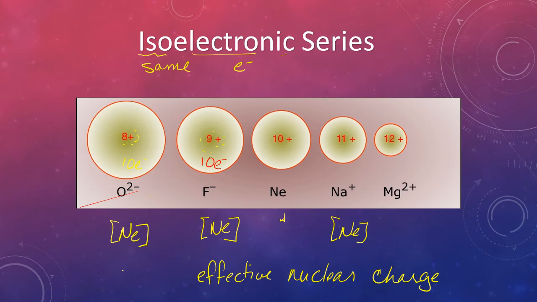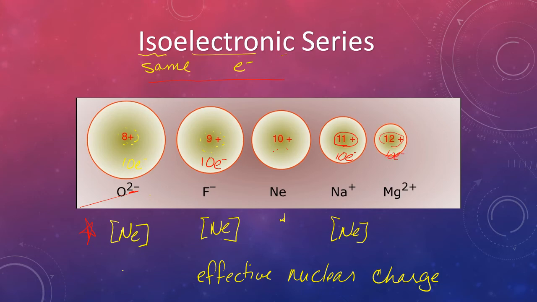So if you have an isoelectronic series where they all have the same electron configuration, the more negative the charge, the bigger it gets. Why? Because the effective nuclear charge goes down. Now, neon's neon. But look at sodium. Sodium is smaller yet. It has 11 protons for every 10 electrons. So its nuclear charge goes up, and it can pull this in more tightly. And look at magnesium: 12 protons for 10 electrons. It pulls it in more tightly.